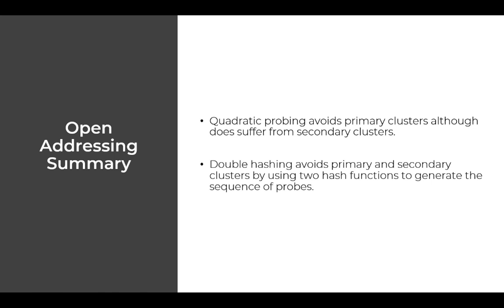Another thing we can do is double hashing. It avoids primary and secondary clustering by using 2 hash functions to generate the sequence of probes. It is more complex, as a badly designed hash function will generate a sequence of probes that is not a permutation of all slots, meaning that some of the slots will never be occupied.